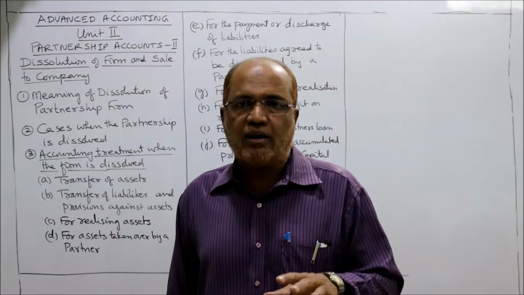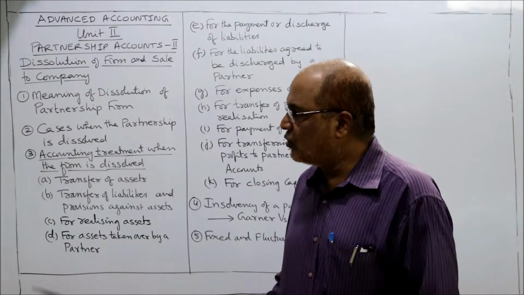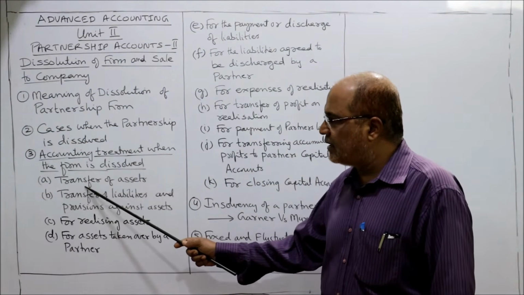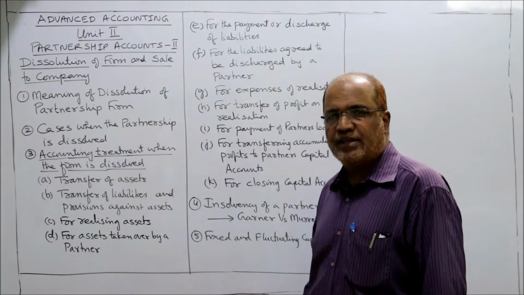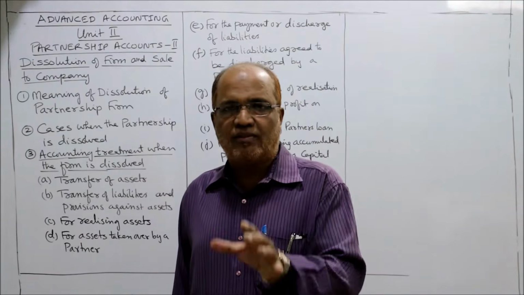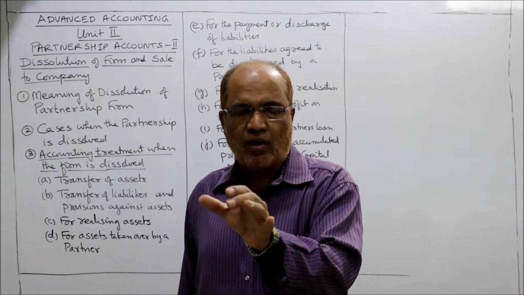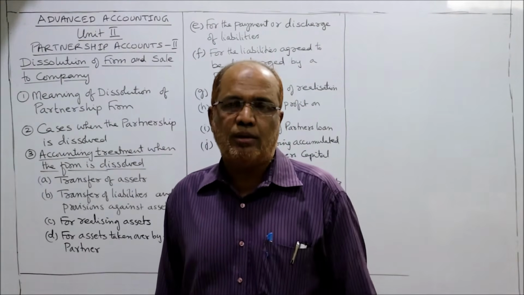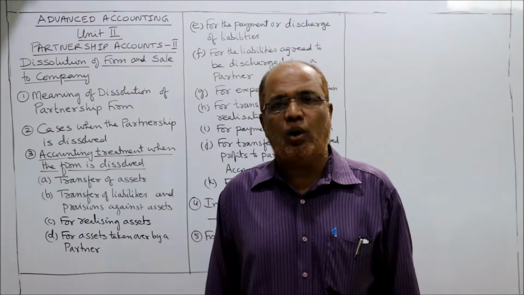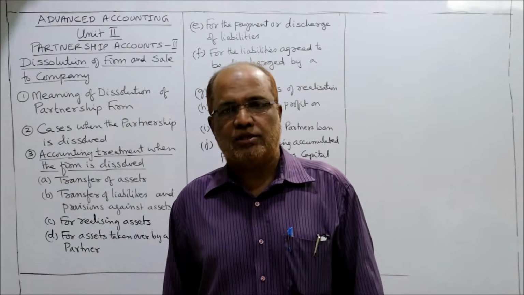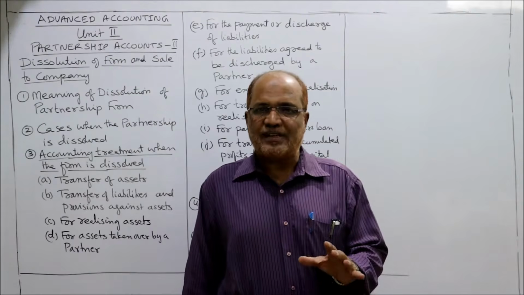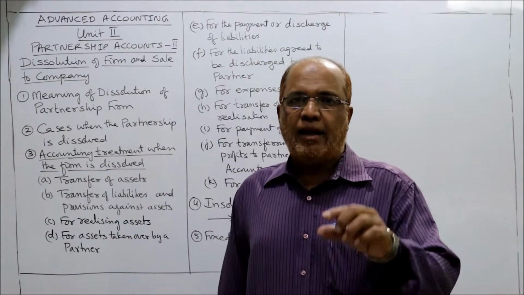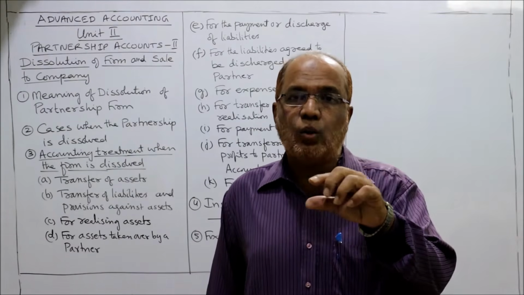So how to do all these three things? We have to pass the journal entries. First journal entry will be regarding transfer of assets. See here, a partnership business will have assets on the asset side, all the assets individually. These assets should be closed by transferring them to the new account called realization account. The entry for this first transfer of assets is realization account debit to assets account.